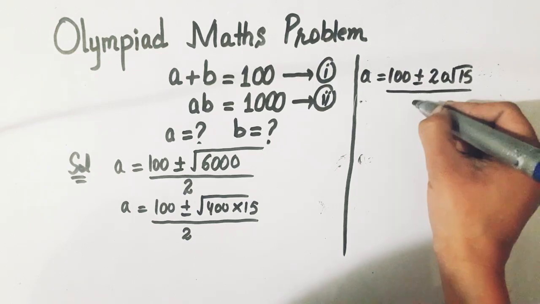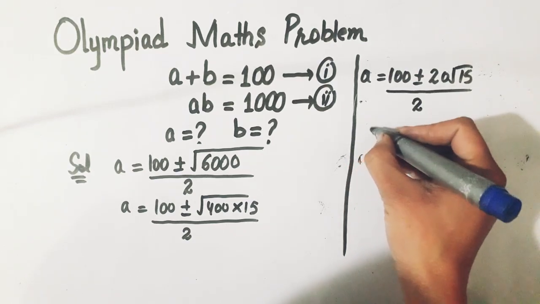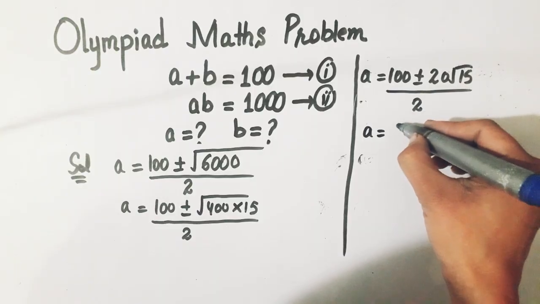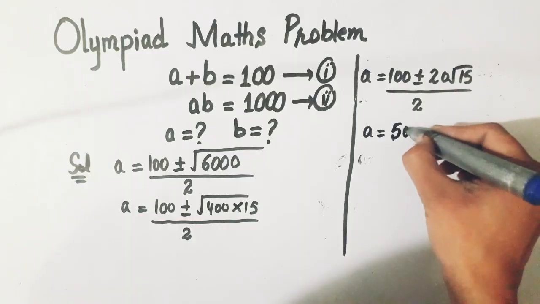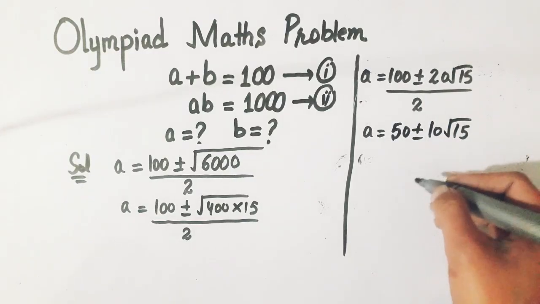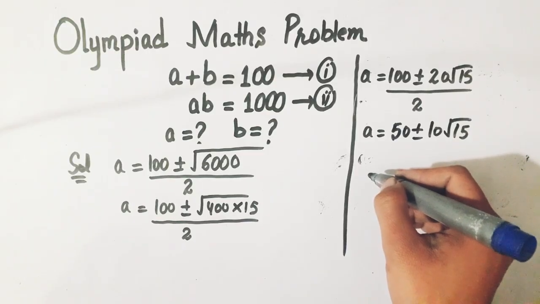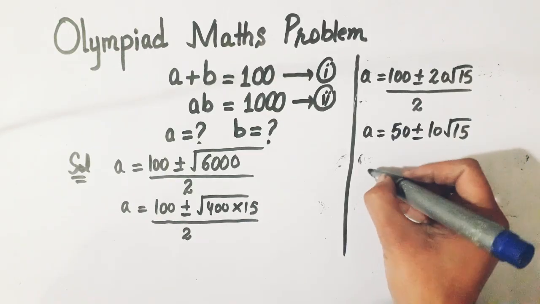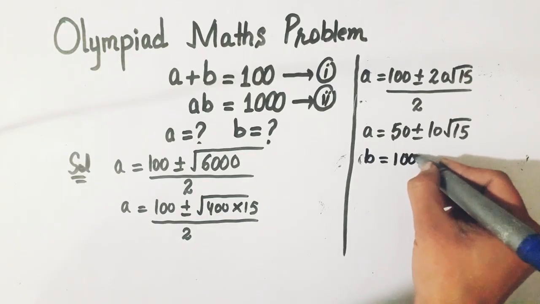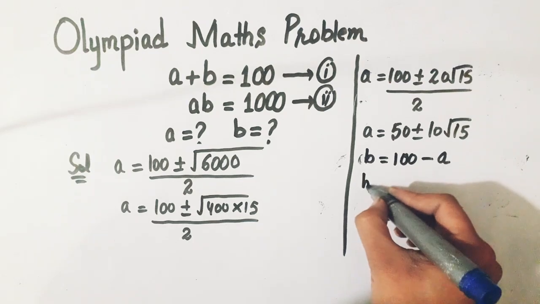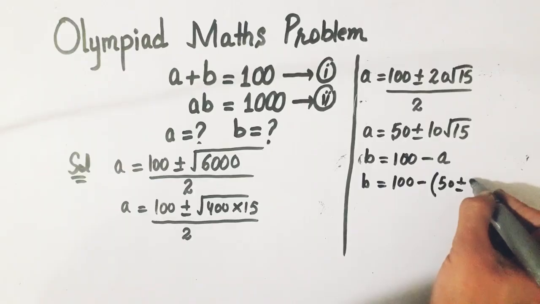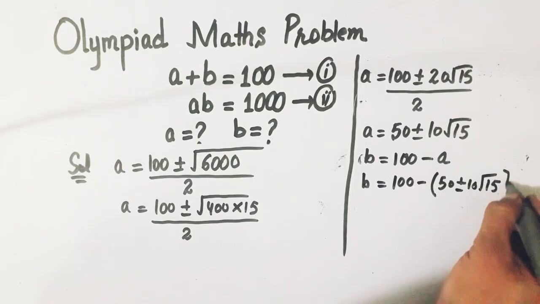divided by 2. Now take 2 common from this, dividing by 2, so we get 50 plus minus 10 root 15. This is the value of a. Now we will solve for the value of b. So what will be b? b equals 100 minus a, that means b equals 100 minus the value of a, 50 plus minus 10 root 15.